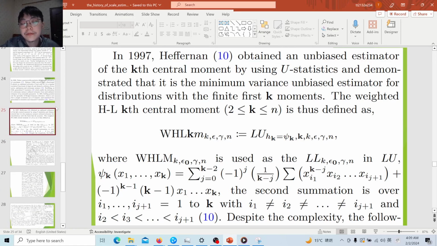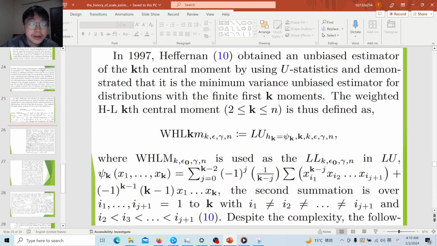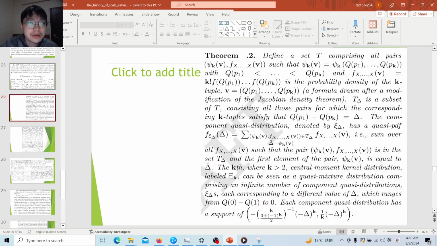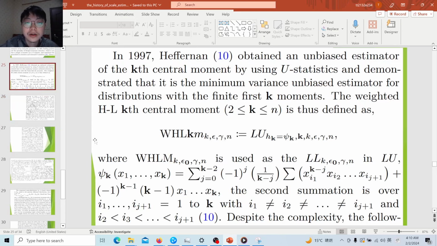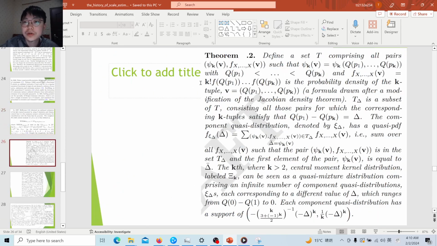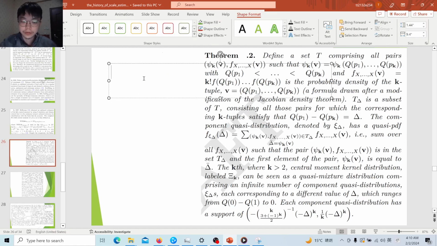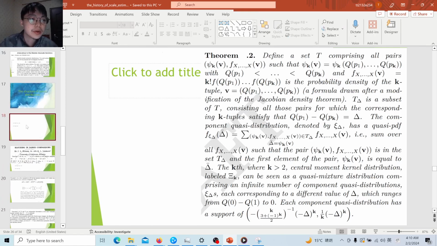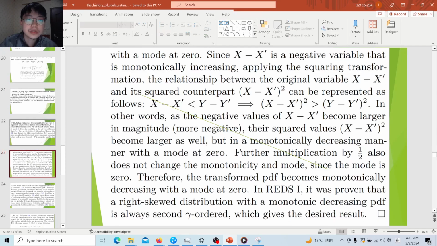If we extend it to the third and fourth, it is possible, because in 1997 Heffernan obtained an unbiased estimator of the k-th central moment using U statistics, and he showed that the kernel function is very complex. However, a little bit surprisingly, I show that even such a very complex kernel function gives a kernel distribution that still has some very nice structures. I show in theorem 2 that we first consider a set T comprising all pairs. I would like to give you an example.